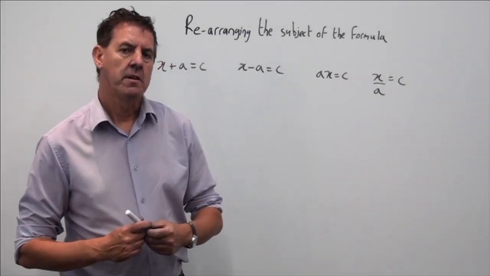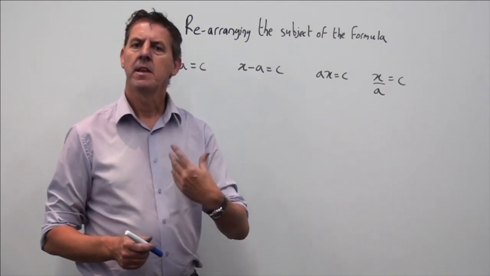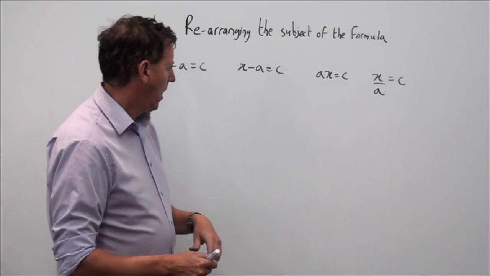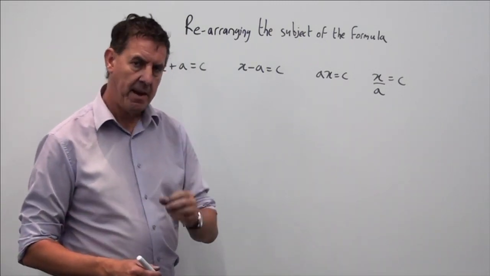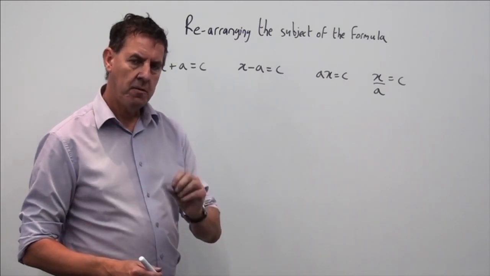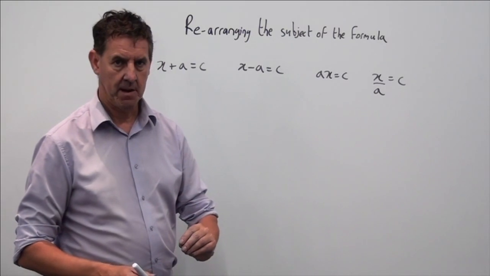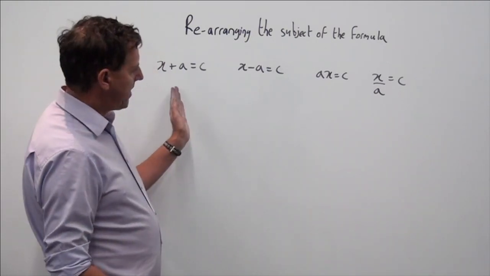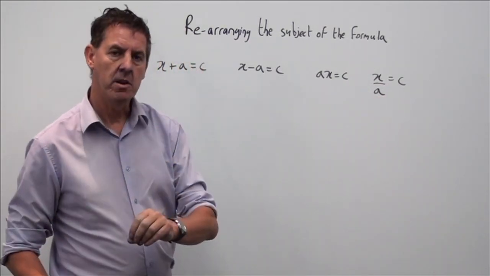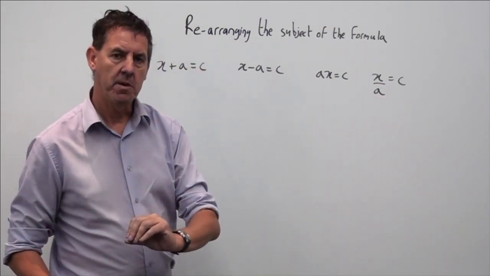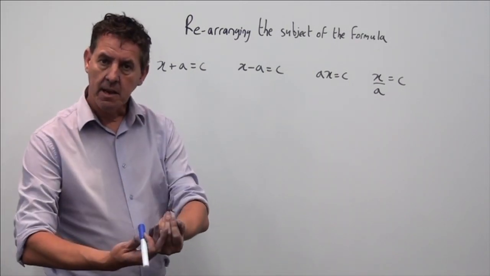In this lesson we're going to look at rearranging the subject of the formula in an equation. And basically, what does the subject of the formula actually mean? Well, whatever the formula is equal to is called the subject of that formula. So if you look at all these four equations that I've put on the board, as it stands at the moment, the subject of that formula is the letter C, because everything is equal to C.